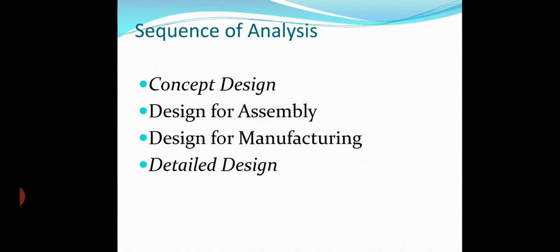Design for assembly is a process by which products are designed with ease of assembly in mind. And third one, design for manufacturing: designing parts, components or products for ease of manufacturing. So the major advantage is a better product at a lower cost.